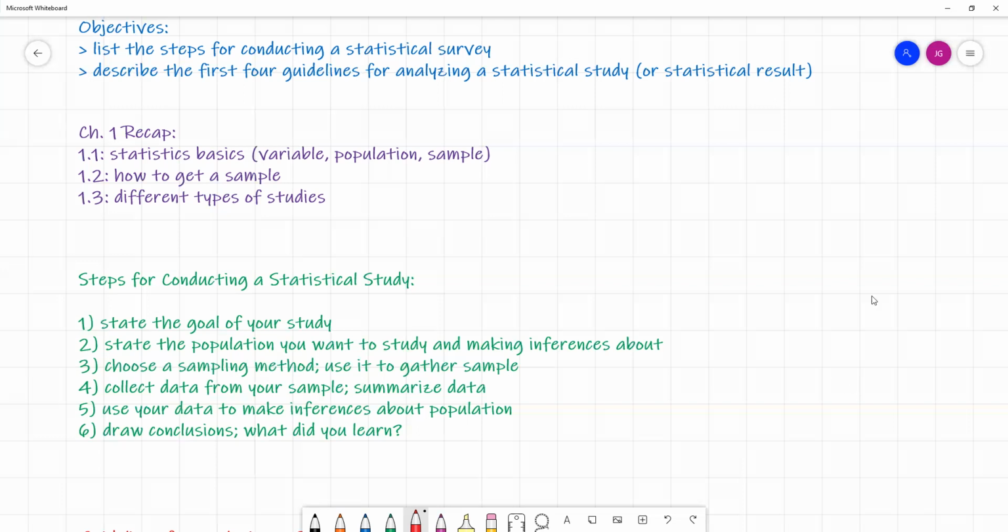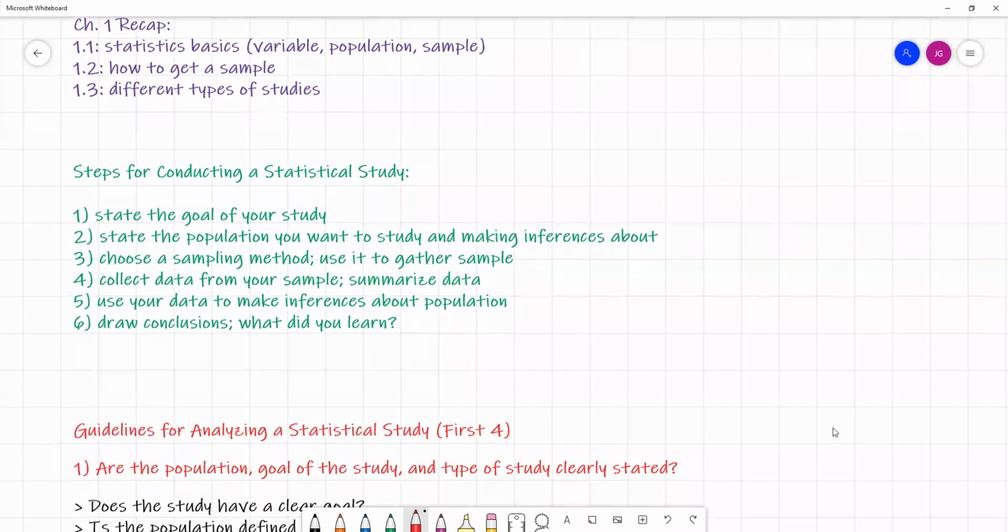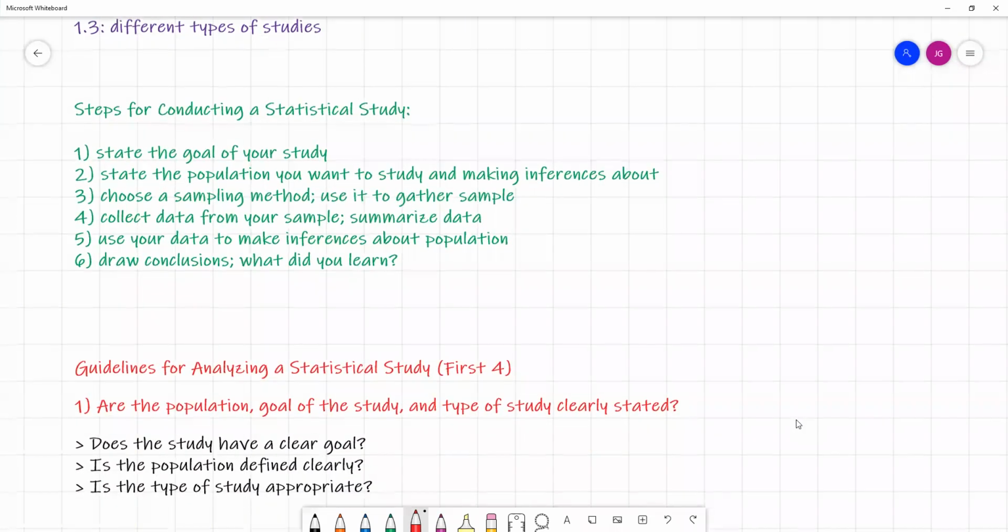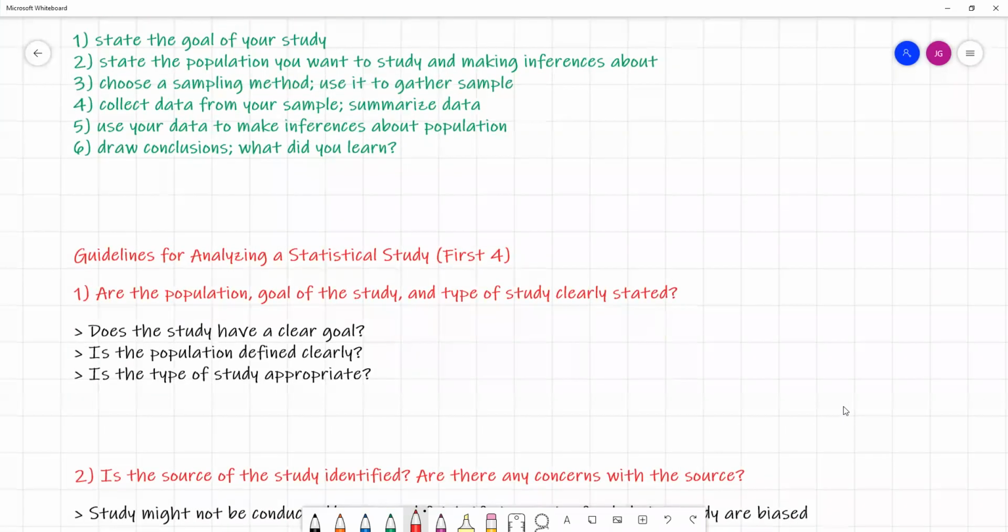That kind of idea. So knowing these steps, let's go ahead and talk about some guidelines for looking at a study or for thinking about statistical results, okay? These are going to be the first 4 guidelines. In this video, we're only going to cover the first 4, and then in the second video, we'll look at the last 4, okay? So the first one is to look at the population, goal, and type of study, okay?